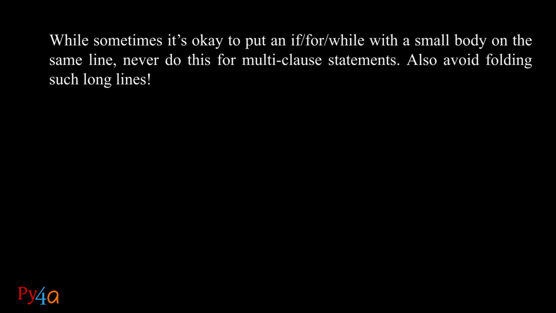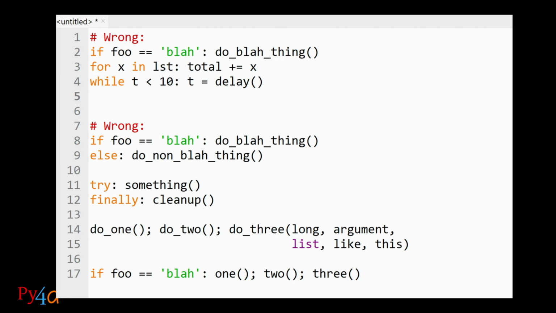Next, while sometimes it is okay to put an if, for, while with a small body on the same line, never do this for multi-clause statements. Avoid folding such long lines. What do we mean by this? Let's look at this next code snippet to explain what PEP 8 is actually talking about here. The wrong way is if foo equals blah, do blah thing, for x in list, total equals increment by x, while t is less. You see, all of these are conditional. The if statement, the for loop, the while statement, they are all put on a single line. That's the wrong way of doing it.